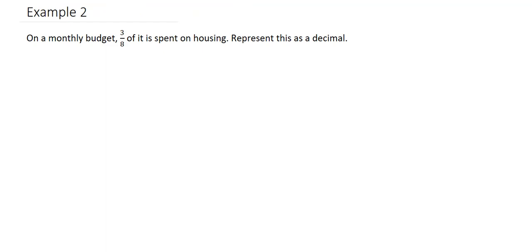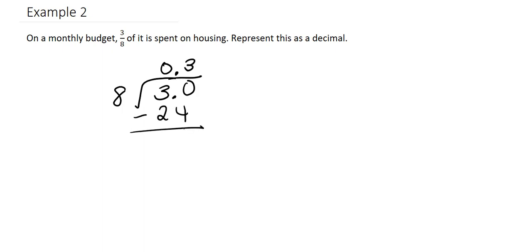So example 2, on a monthly budget, 3 out of 8 of it is spent on housing. Represent this as a decimal. So 3 divided by 8. Let's go ahead and add a decimal and a 0. Well, 8 can't go into 3, so that's 0. Bring the decimal straight up. Well, 8 can go into 30 3 times. So that's 24. We subtract, we get 6. Then we need to go ahead and add another 0. So 0 comes down, and now we have 60.